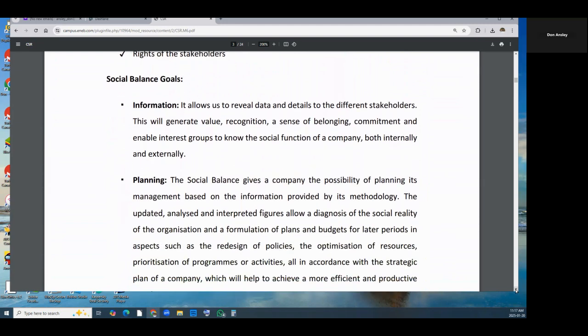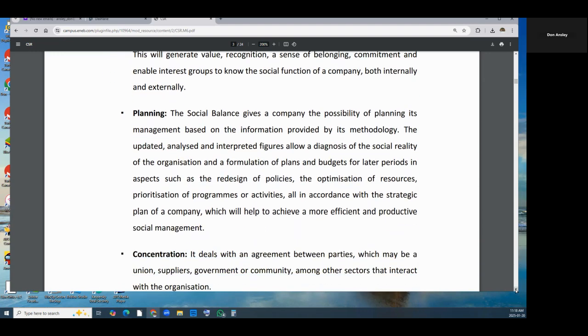Social balance goals. Information. It allows us to reveal data and details to the different stakeholders that will generate value, recognition, sense of belonging, commitment, and enable interest groups to know the social function of a company, both internally and externally. Planning. The social balance gives a company the possibility of planning its management based on the information provided by its methodology.